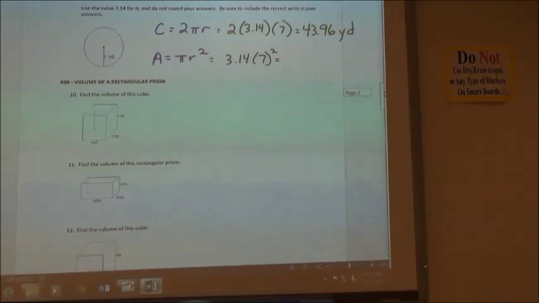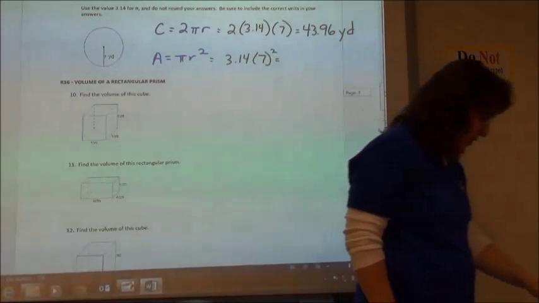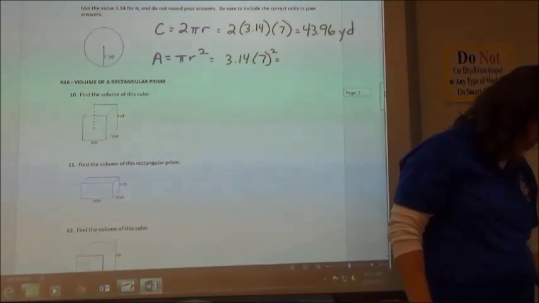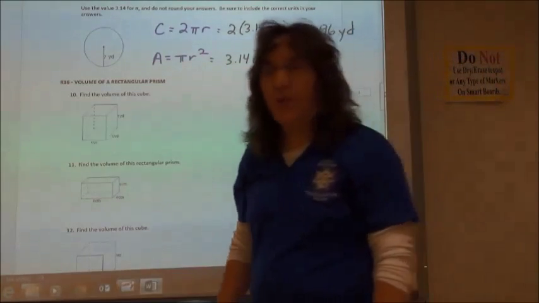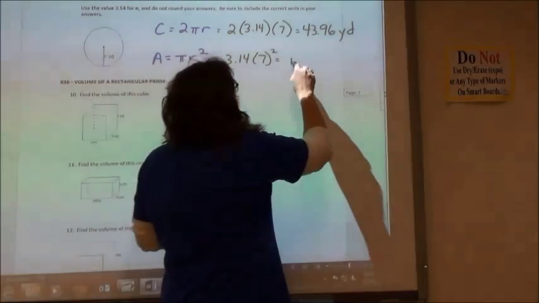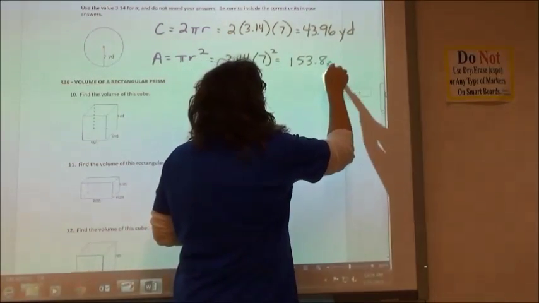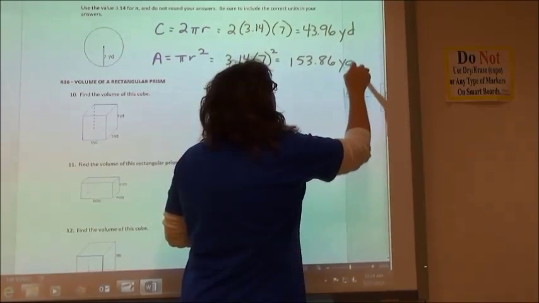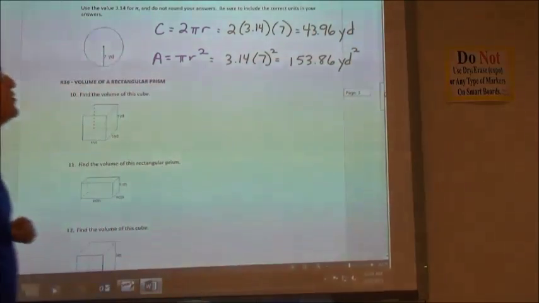On the area, we're going to take the pi, 3.14 times the radius squared, so 3.14 times 7 squared. That's 153.86, and my label, since it's an area, is in squared units, so yards squared.